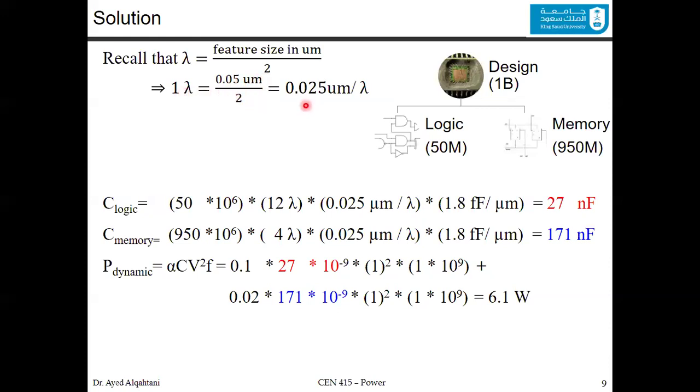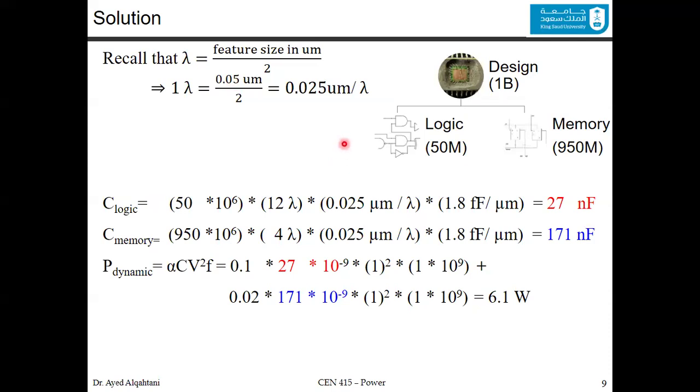So 1 lambda will equal 0.025 micrometer. And this is the breakdown that we just mentioned. To get this, we know that the switching power consumption, the dynamic power consumption, is alpha C VDD squared times F. We have the frequency, 1 gigahertz. We have also the voltage, the VDD, which is 1 volt.